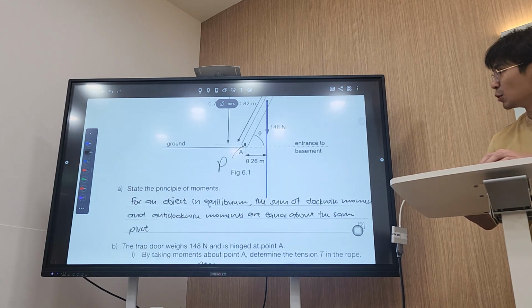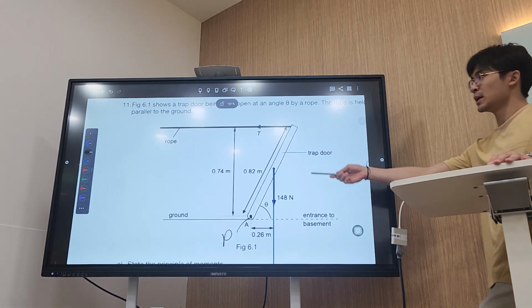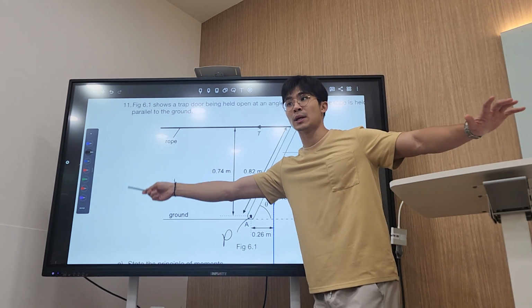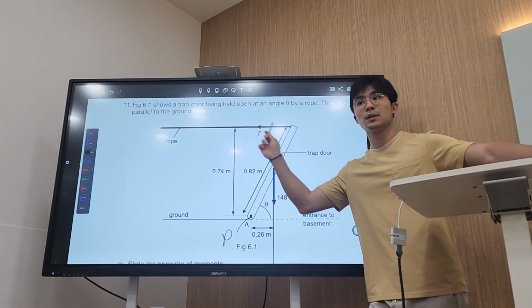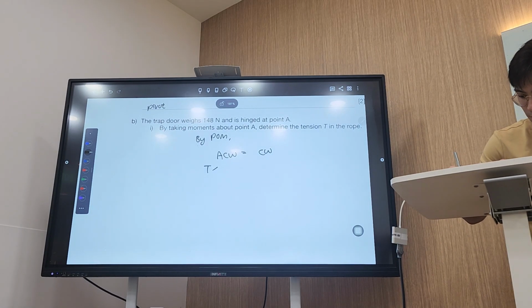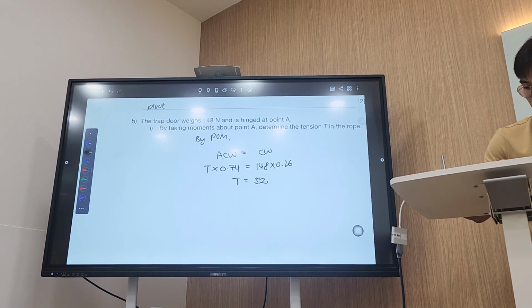So by principle of moments, your anti-clockwise moment equals clockwise moment. What is your anti-clockwise moment, guys? Your anti-clockwise moment is from this fellow. He makes it go this way. So your tension times 0.74 equals 148 times 0.26. Some of you have already calculated this. 52 newtons.